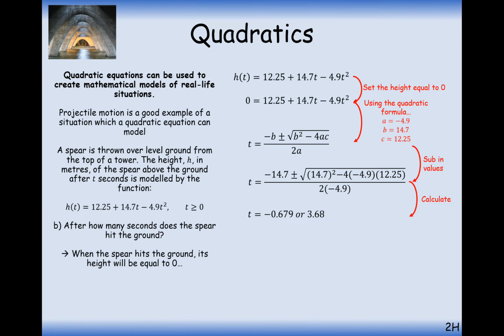Now only one of these solutions makes sense according to our context. We can't go back into negative time, so effectively the 0.679 solution is not part of our answer. We're only going to take 3.68 seconds as our answer, as that is the amount of time that's passed before it hits the ground. There's also a mode in your calculator that can help you work this out.